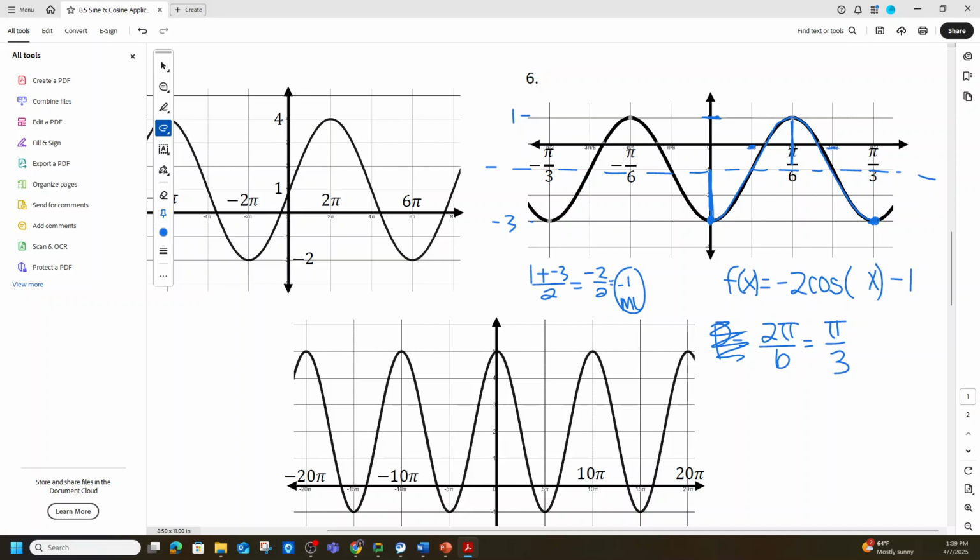Okay? Let's do the cross product. Did you guys get 6 pi is equal to B pi? And did you guys divide by pi? And did you guys get your B to be 6? Good, if you did it right. And there is your model.